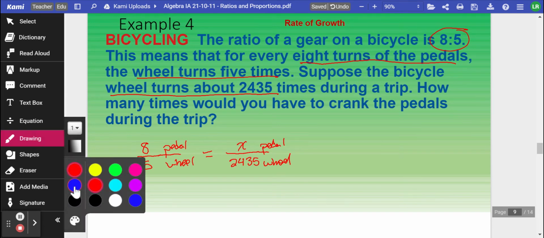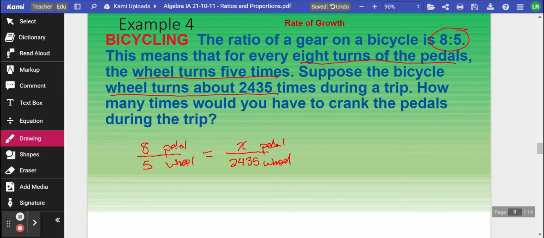Okay, so if we looked at it like those other problems, without all these words in it, it'd be this: 8/5 equals X over 2,435. Okay, so we cross multiply and solve. 8 times 2,435 is 19,480. 5 times X is 5X.